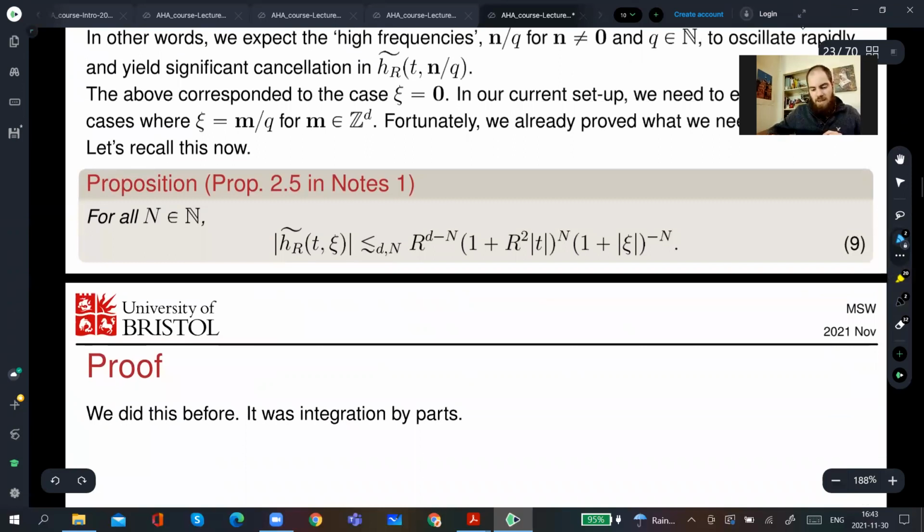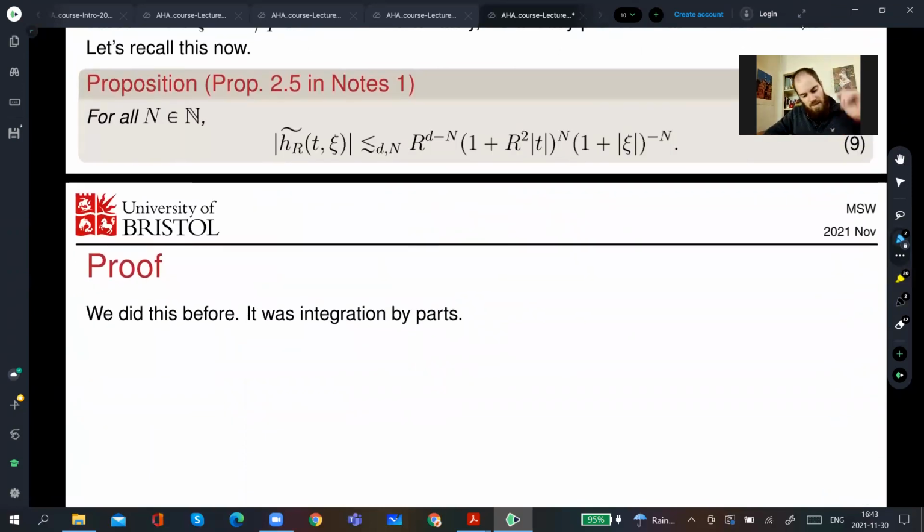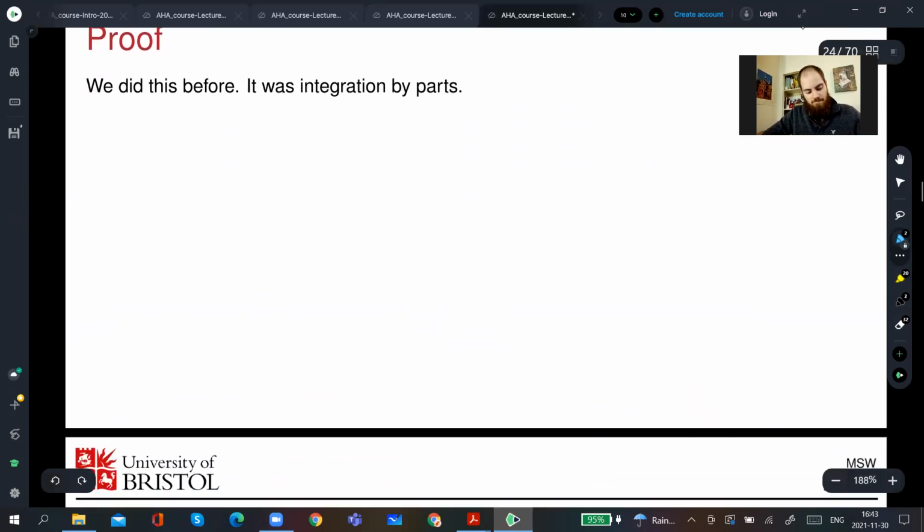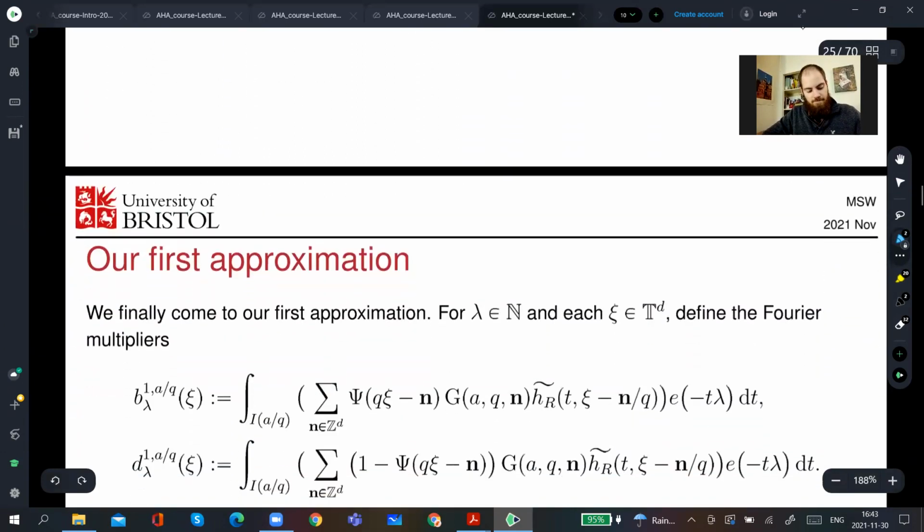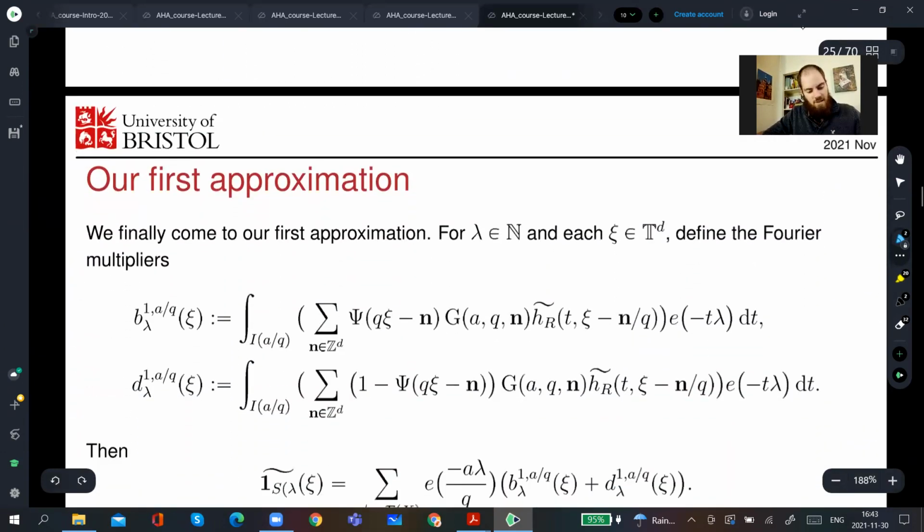I'm not going into the proof of that. Again, we did this before. This exact expression wasn't just for c equals 0. It was for all c, and it was just integration by parts. So if you hadn't seen that lecture, you can do this yourself just based on that information. But it does allow us to get to our first approximation.